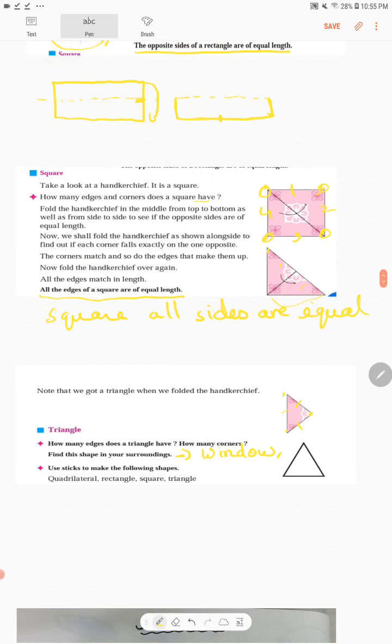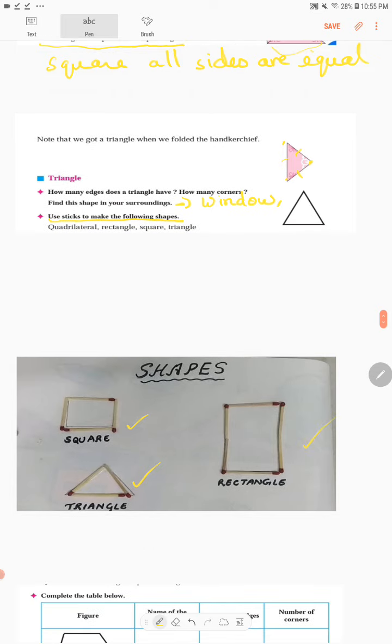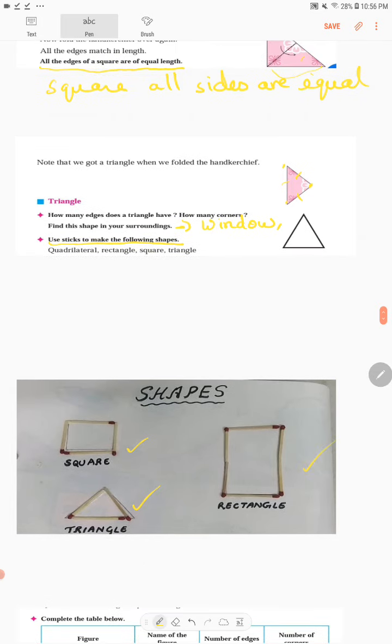Now use matchsticks to make the following things. See. Square, triangle, rectangle. Quadrilateral is one and the same thing. So any square and rectangle is a quadrilateral.